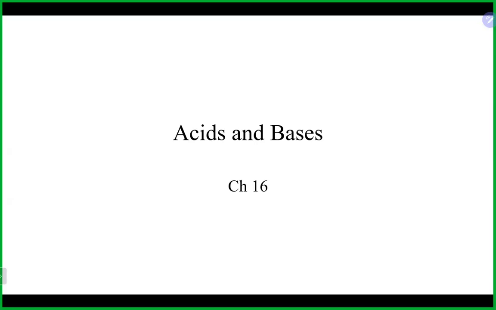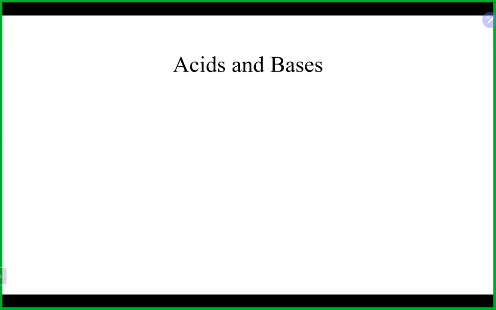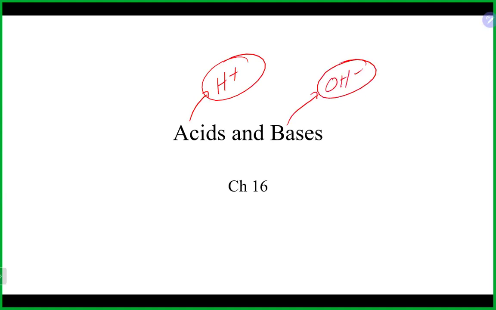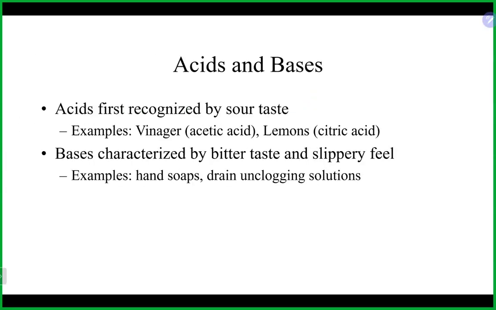So we're going to talk about acids and bases in this chapter. We're going to talk about things like pH, pOH, and the pH scale. Just a reminder of some of the stuff that we've talked about previously. Acids typically will have H plus in them, and bases typically will have hydroxide in them or be able to produce them.